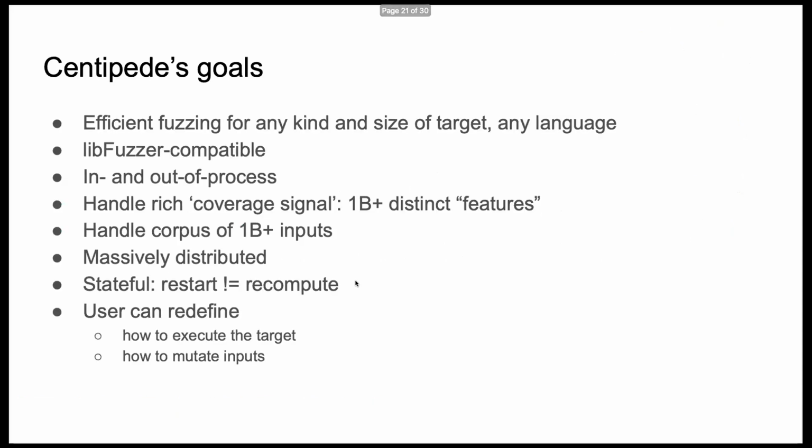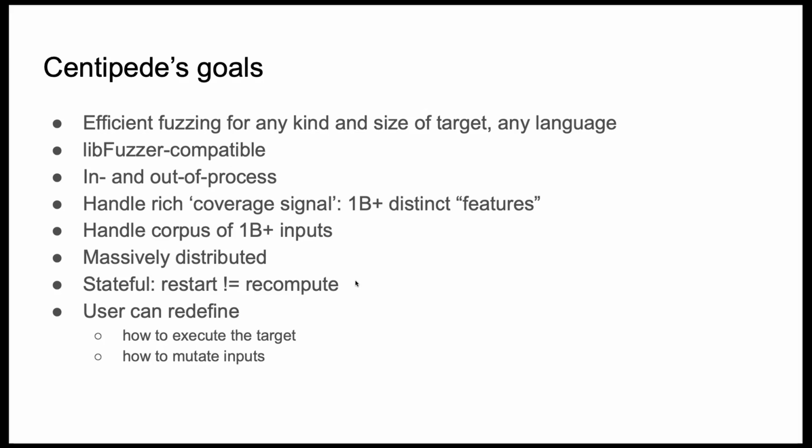Okay, so what are Centipede's goals? Of course, we want efficient fuzzing. Everybody wants it. Anything you want to fuzz, Centipede is supposed to handle, in any language, or maybe even not in the language in the usual sense. One part of Centipede ensures that it is SiliFuzz compatible, so if you can fuzz something with SiliFuzz, you can fuzz it with Centipede. It should support in-process, out-of-process, and even remote targets. If your target is on another network computer, Centipede can still fuzz it, no problem.